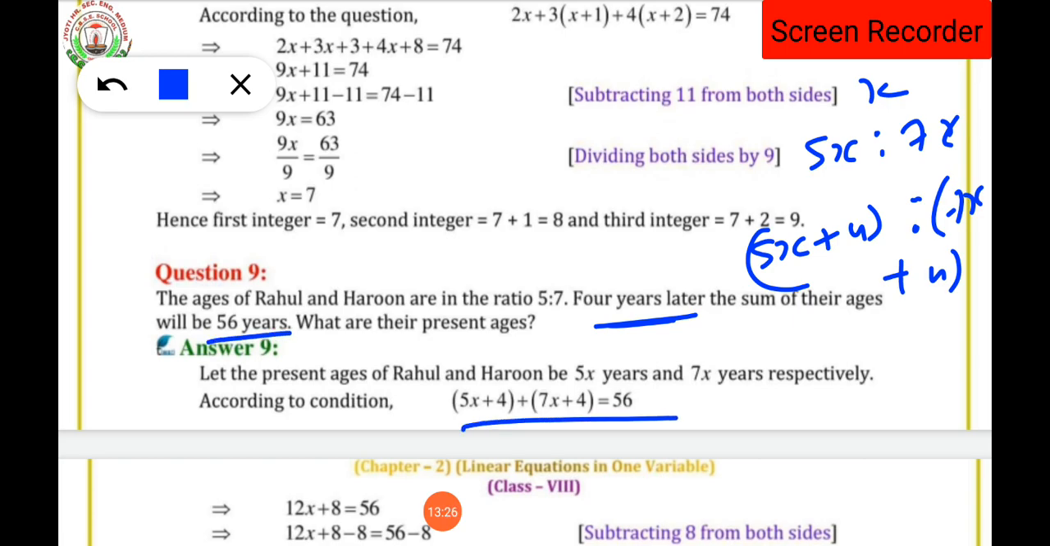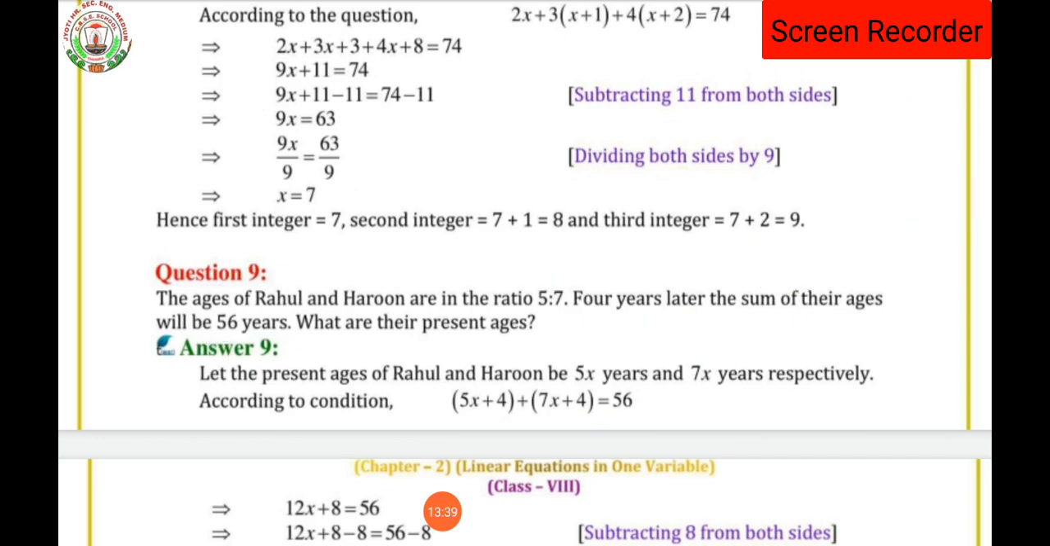Have you understood where this equation comes from? Since the ratio is 5:7, we consider the present ages as 5x and 7x. Since the question says that 4 years later the sum of their ages will be 56, so 5x plus 4 plus 7x plus 4 is equal to 56. The sum is said, that's why plus comes here.